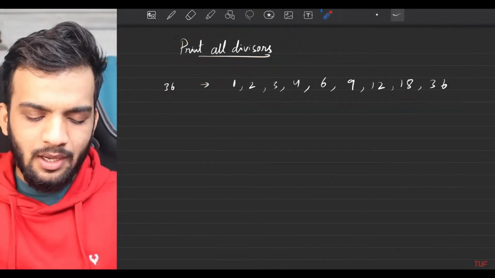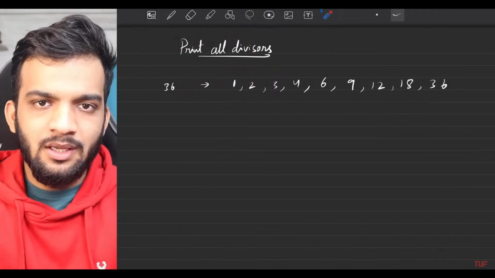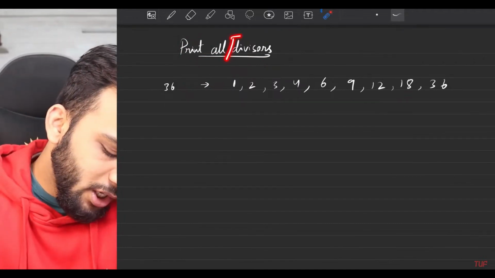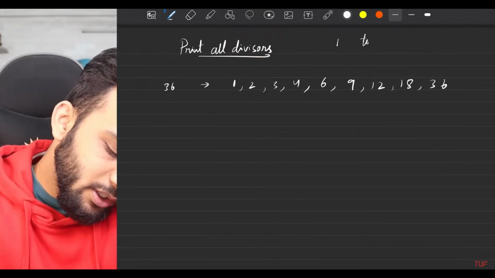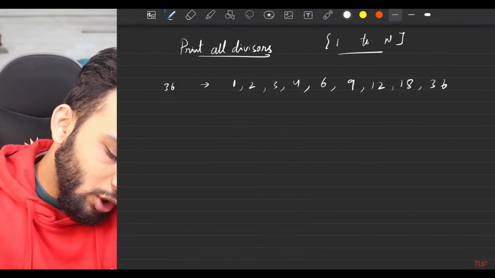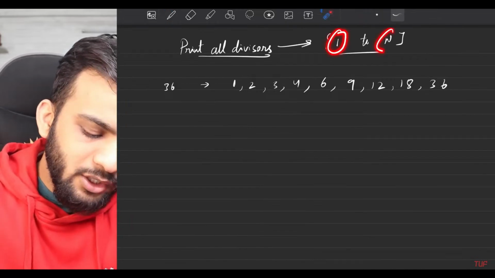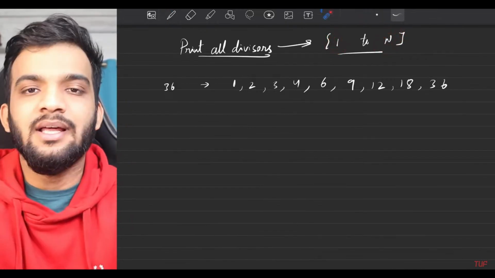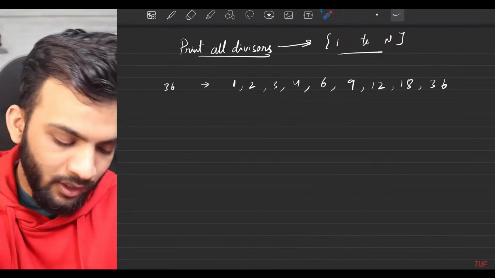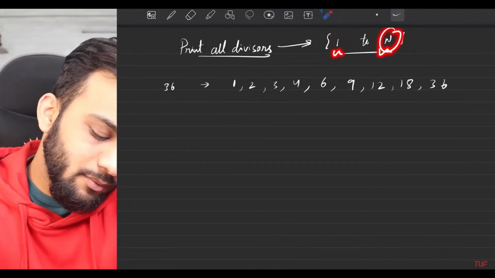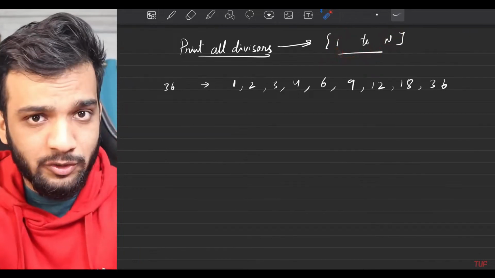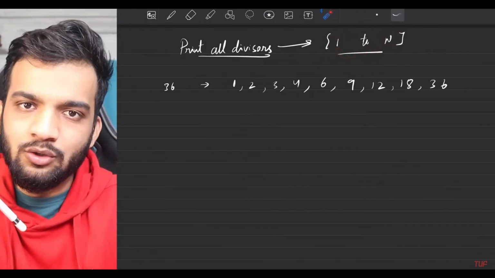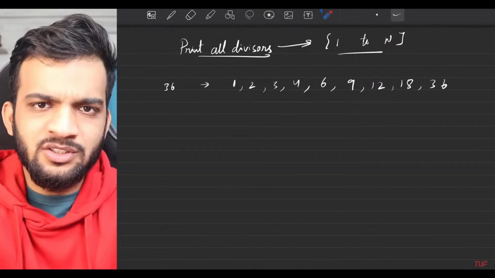Okay. Now, how do I do it? It's very simple. One thing I know for sure is that divisors or factors will definitely lie between 1 and the number itself. All the divisors will be between 1 and n, because anything greater than n will never divide n. So can I just loop from 1 to n? That's my first thought process.